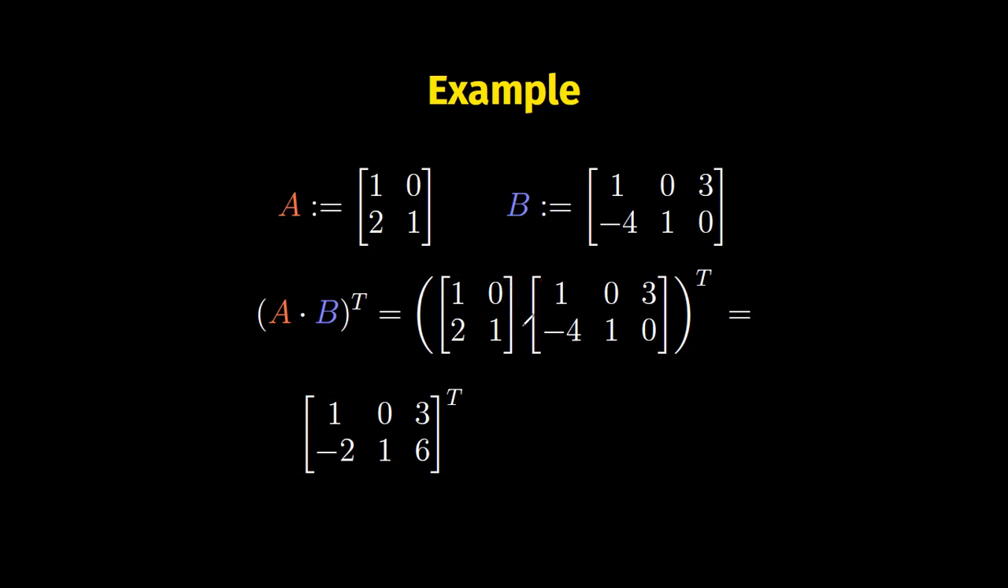Then we can, for instance, consider the second row of A and the third column of B, and we obtain 2 times 3 plus 1 times 0, which is equal to 6, which is the 6 that we have here in the last position. Then, in order to obtain the transpose, we simply need to invert rows and columns, as we know.